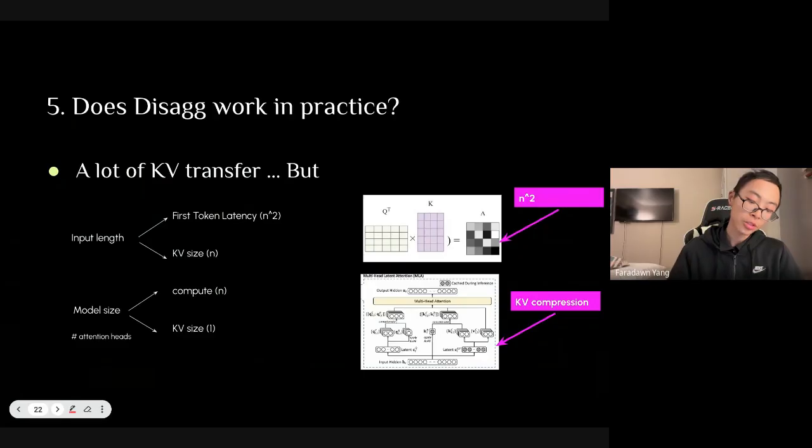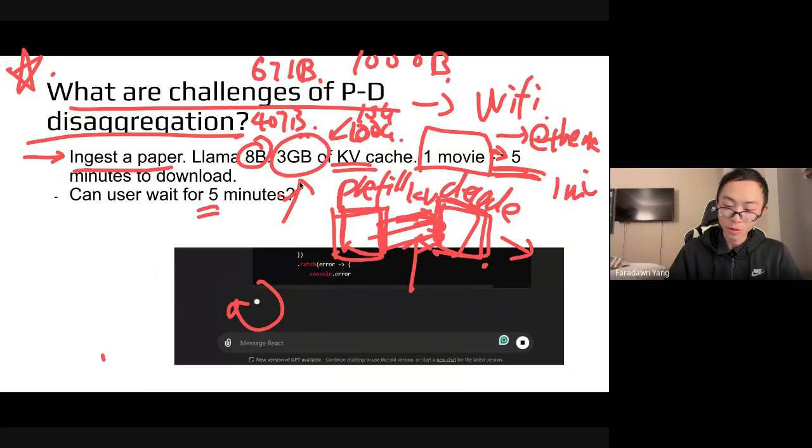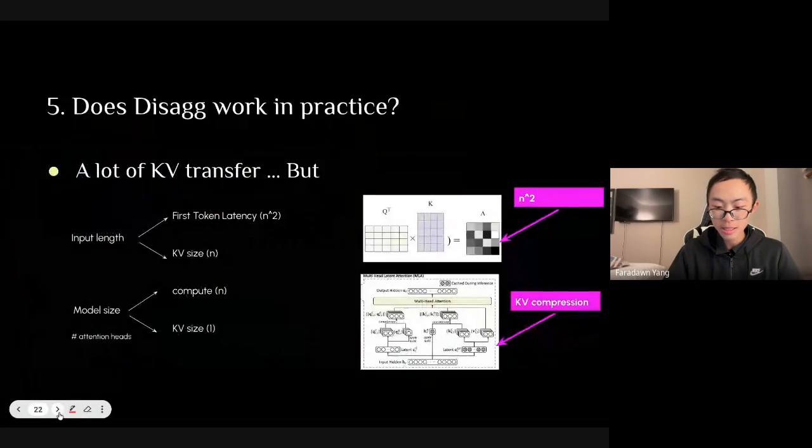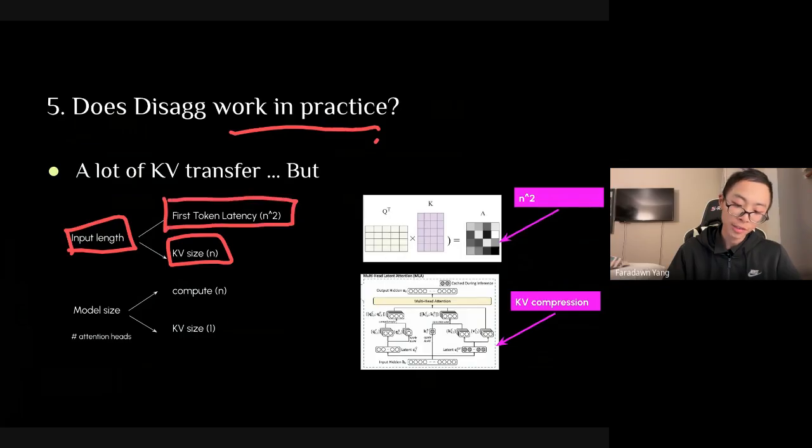So you still might doubt that if the KV cache gets even bigger, say if the model is like 1,000 billion, will the KV cache grow to 1,000 gigabytes that even NVLink cannot handle? The good news is, even if the input length is very long, it's okay. The KV cache size grows with n, whereas the first token latency grows as n squared.